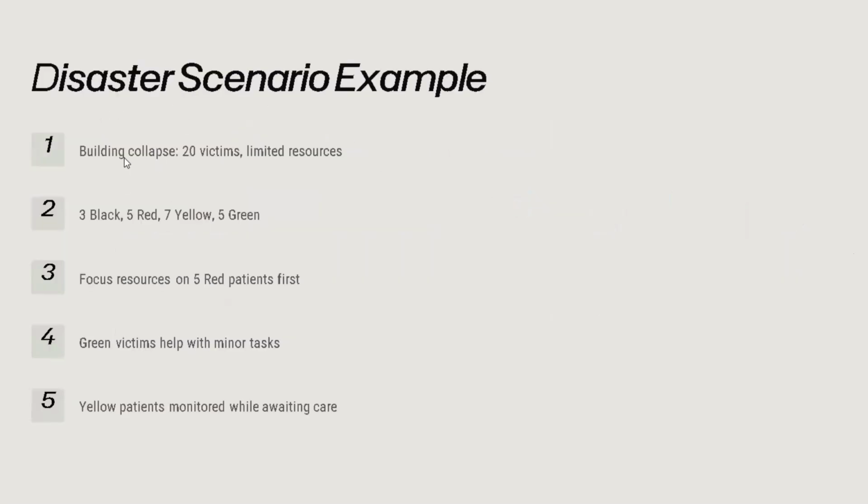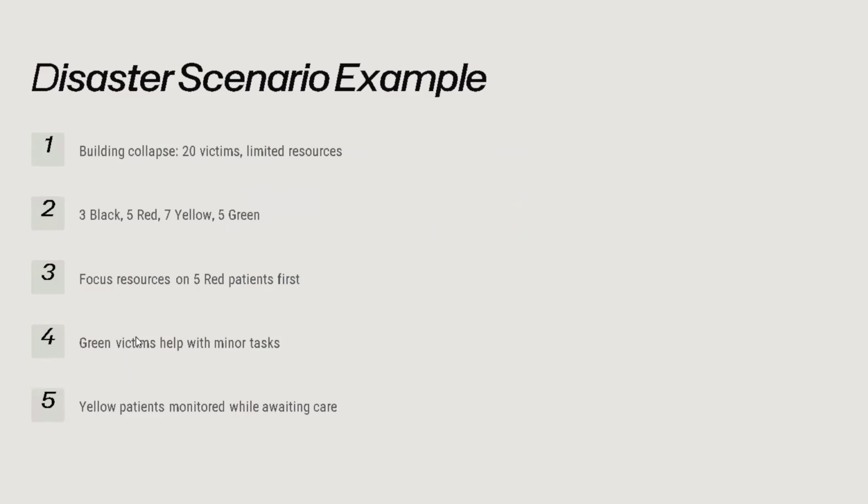So, a building collapse, 20 victims, limited resources. There are 3 blacks, 5 reds, 7 yellows, and 5 greens. You want to make sure that you focus resources on the 5 red patients first.